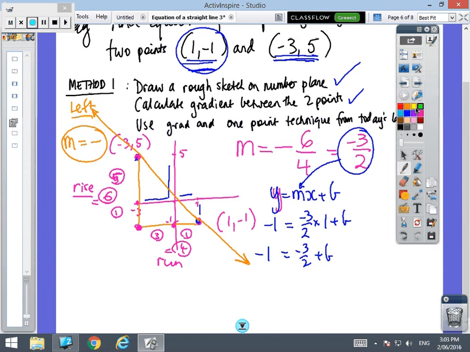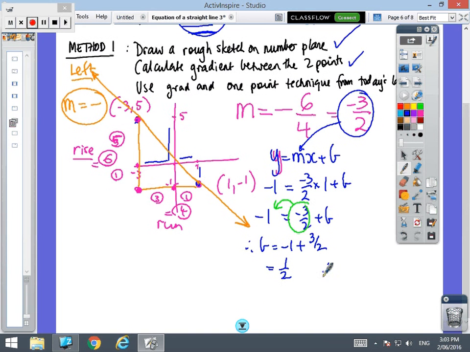And the minus 3 on 2 is going to become an add 3 on 2. So b equals minus 1 plus 3 on 2. And on your calculator or using your common sense, the answer is a half. And so the final answer is y equals mx plus b, which is y equals minus 3 over 2x plus a half.